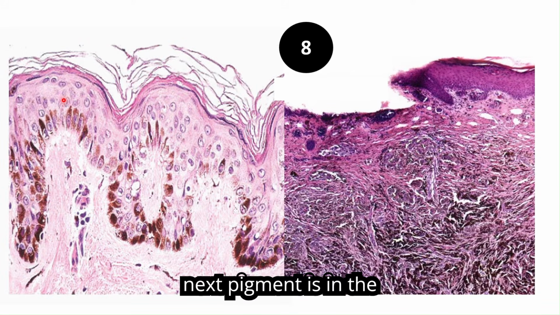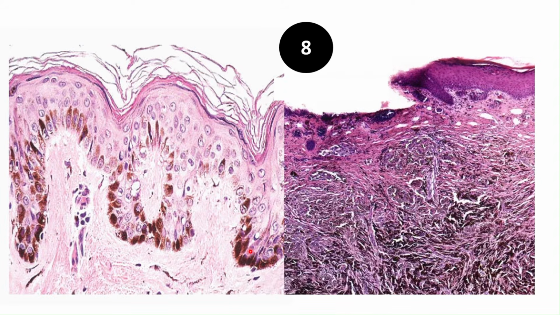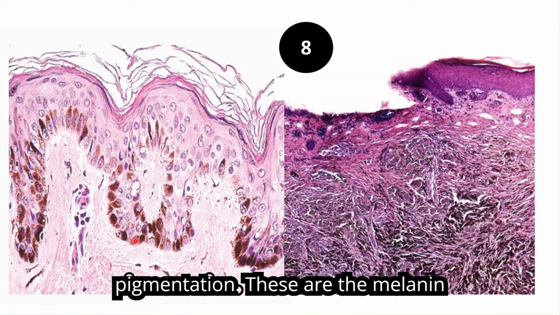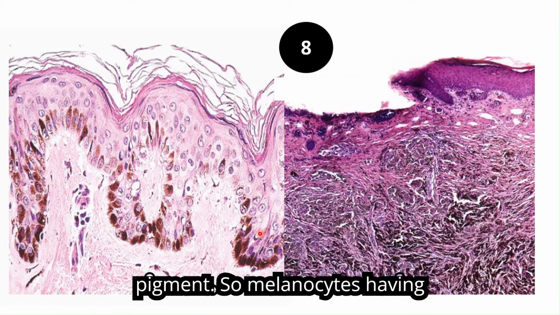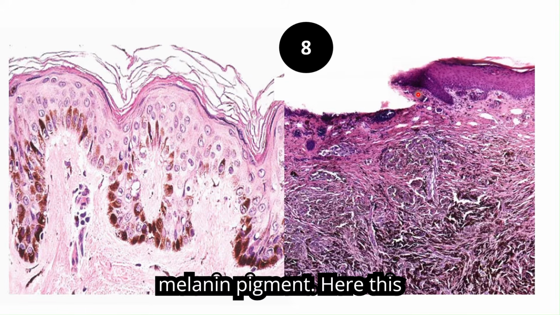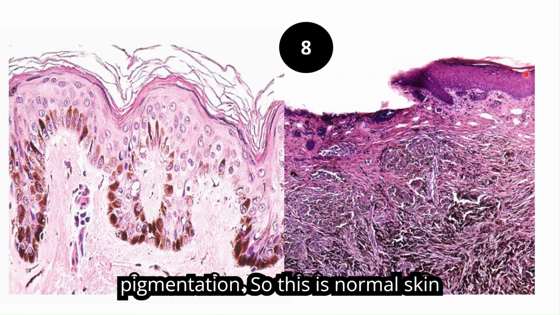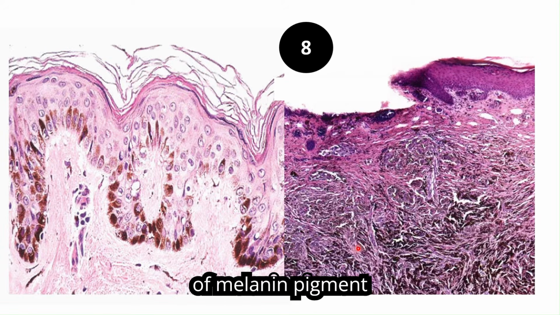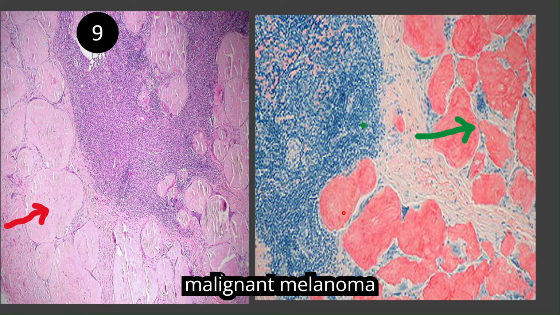Next pigment is in the skin. Here you can appreciate the basal layer cells containing brown black pigmentation. These are the melanocytes containing melanin pigment. Here this slide is having excessive melanin pigmentation. So this is normal skin with ulceration, excessive deposition of melanin pigment, and some malignant appearance of cells. So this is a slide of malignant melanoma.